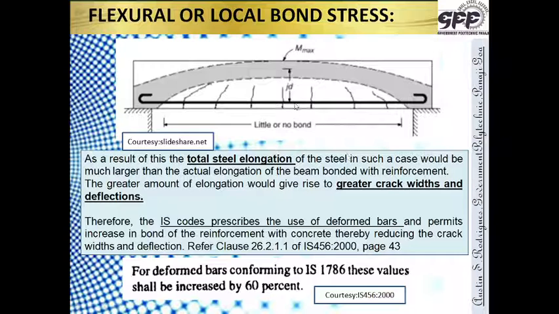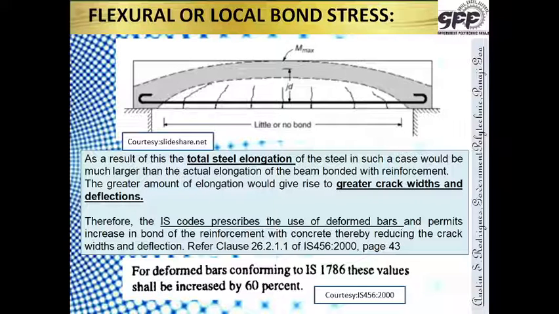Due to so much force coming on this, the actual elongation of this bar would be much larger than the elongation of this beam. What would happen as a result of this? This great amount of elongation would give rise to greater crack widths and deflections. Because there is a greater elongation, there would be greater crack width and greater deflection. Therefore, the IS code prescribes the use of deformed bars.